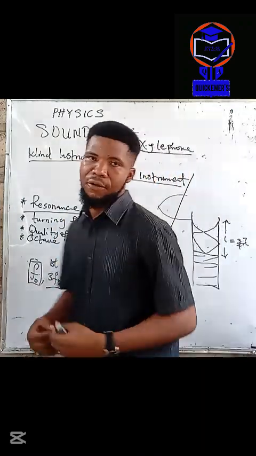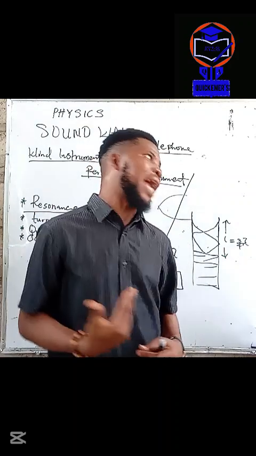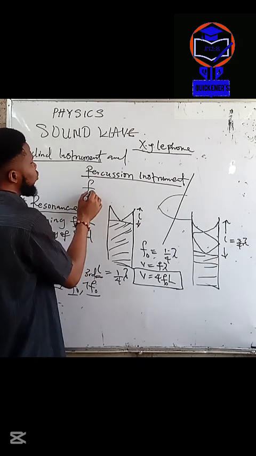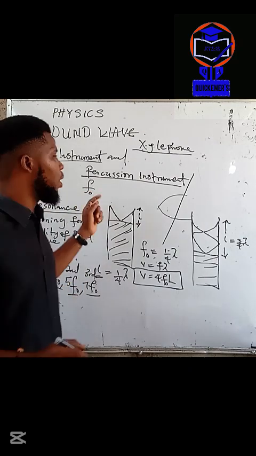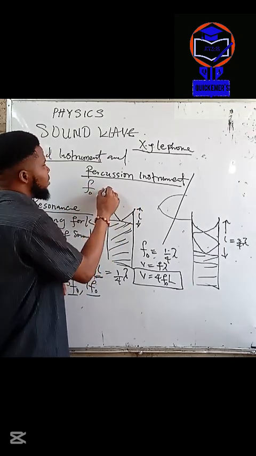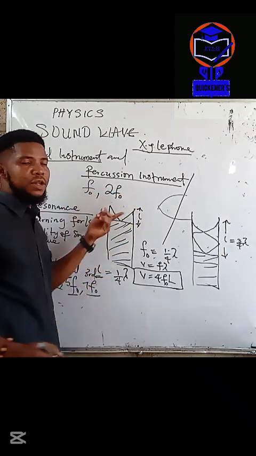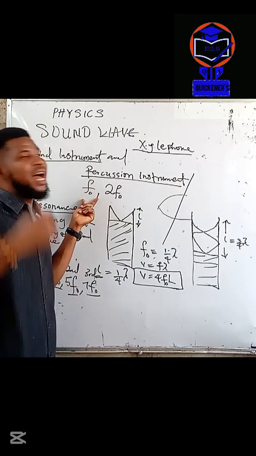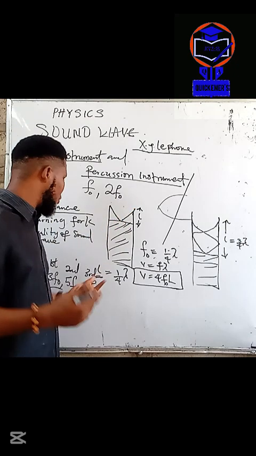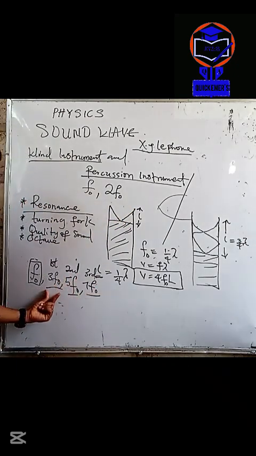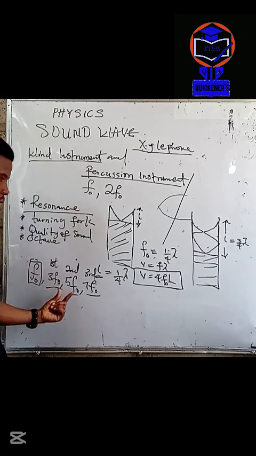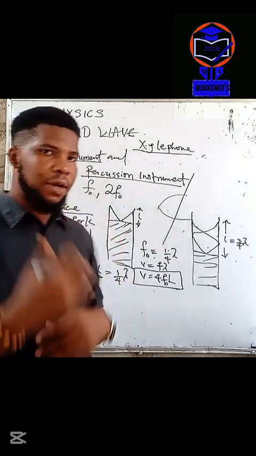So we now talk of octave. Octave is more like, for instance, if we have a fundamental frequency of F naught, a higher octave would be 2 times this. The next octave would be 2 times that frequency. The next octave, 2 times that frequency. So also for this one, the next octave will be 2 times this frequency. That is octave. Are you getting me now?